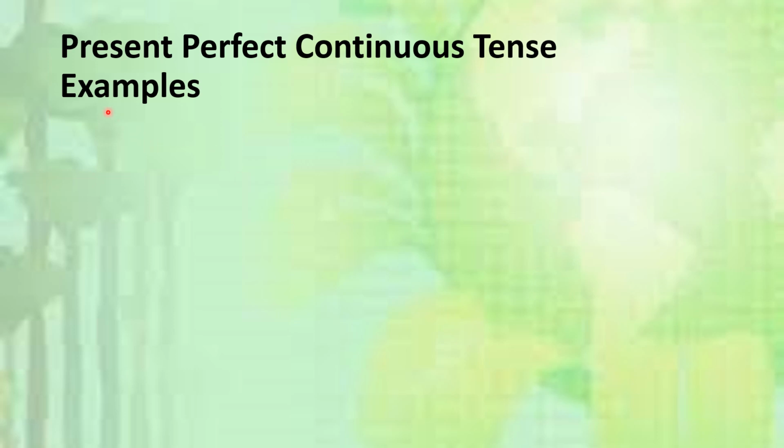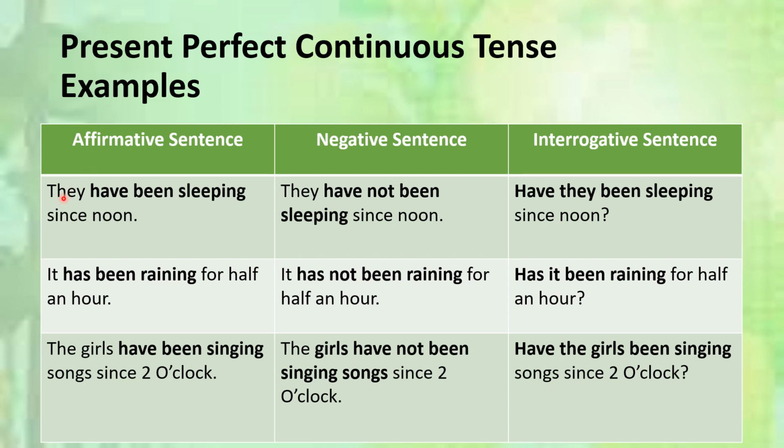Let's talk about some examples of present perfect continuous tense. They have been sleeping since noon. You can see that they is the subject, have been has been added as auxiliary verb, and sleeping is the ing form of verb, which shows that this is perfect continuous tense. Since noon has been added to show time.